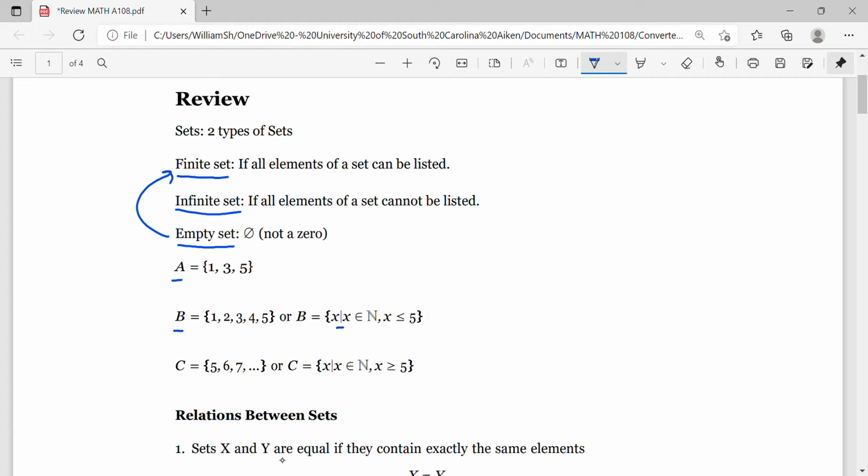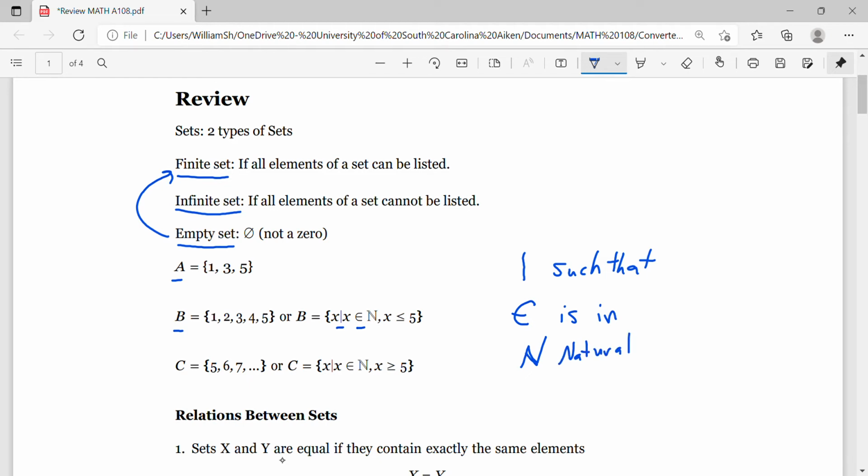This vertical line here means "such that." Now this symbol here means "is in," and that fancy symbol you see there, that double-struck N, stands for the natural numbers.